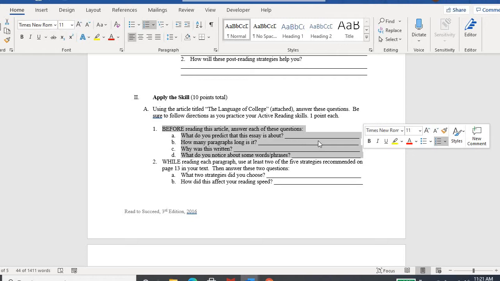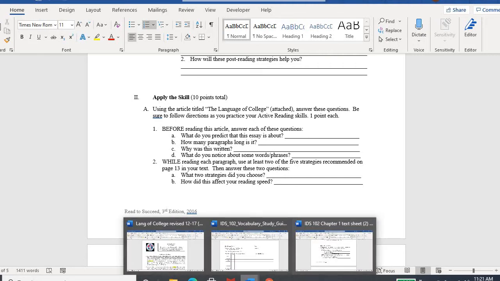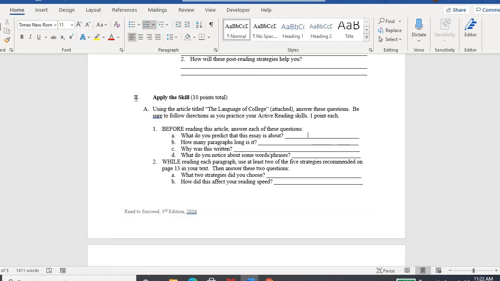However you prefer to do this, some people like to print this off and write on it and then type their answers. Some people like to type in it right away. It's really up to you how you like to navigate the online course and that part of being online.